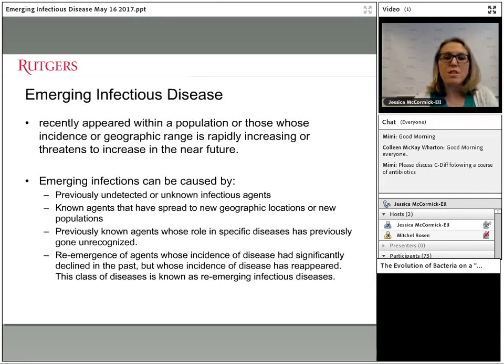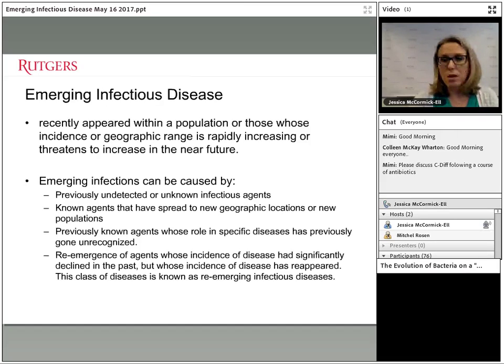So first, we need to define what is an emerging infectious disease. Basically, an emerging infectious disease is one that has recently appeared within a population, or is a disease that is now in a new location, a new geographical range, and also one whose incidence is increasing, where maybe we didn't see it increasing before. Sometimes we see new agents, so we're going to talk a little about Zika.